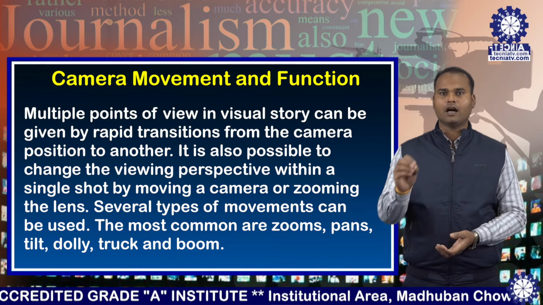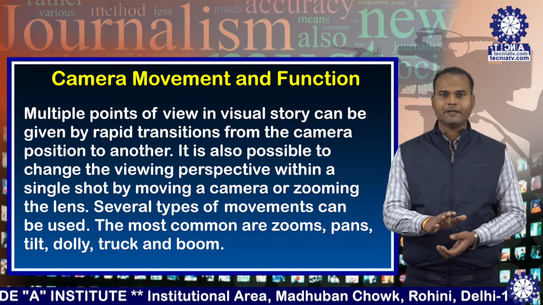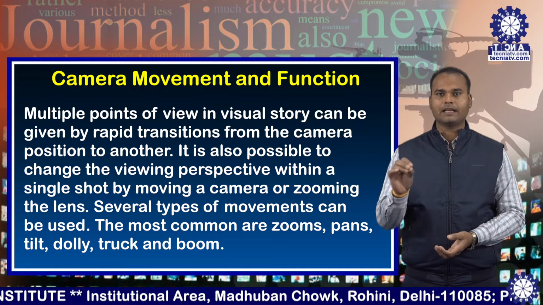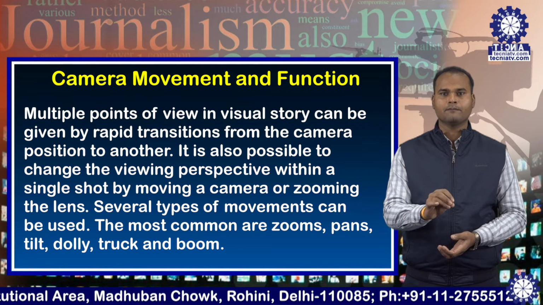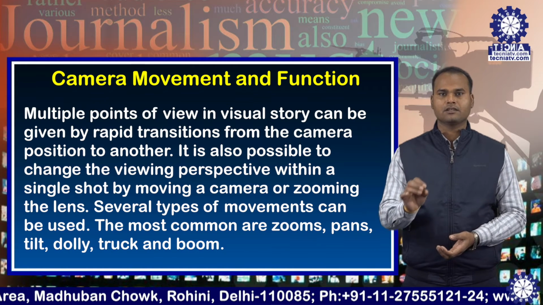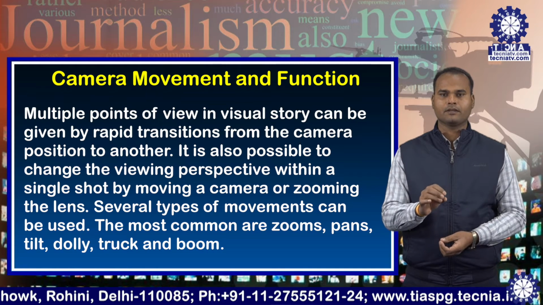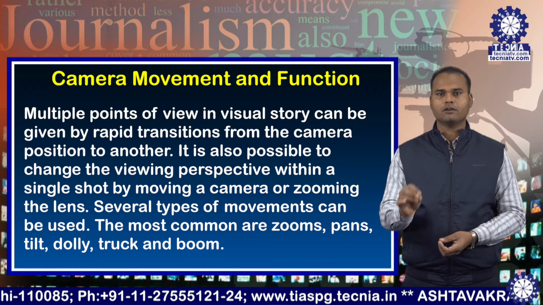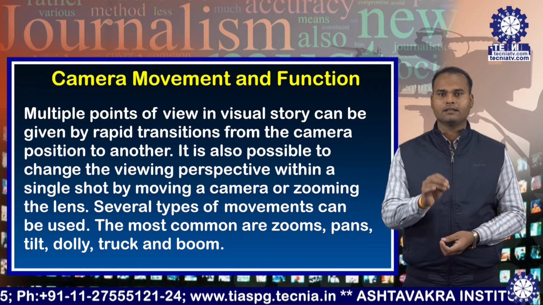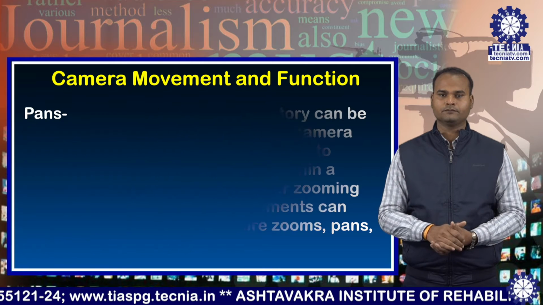Multiple points of view in a visual story can be given by rapid transitions from one camera position to another. It is also possible to change perspective within a single shot by moving a camera or zooming the lens. Several types of movements can be used. The most common are zooms, pans, tilts, dolly, truck and boom.